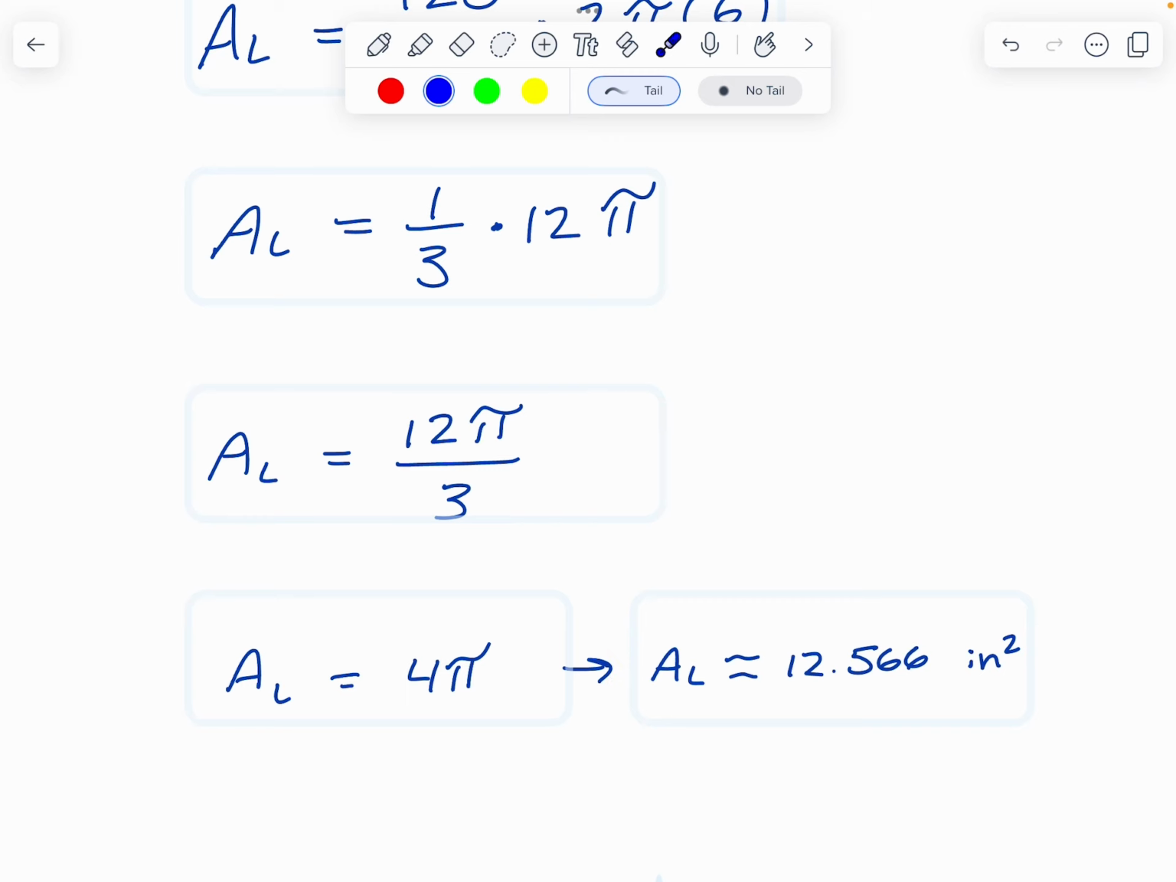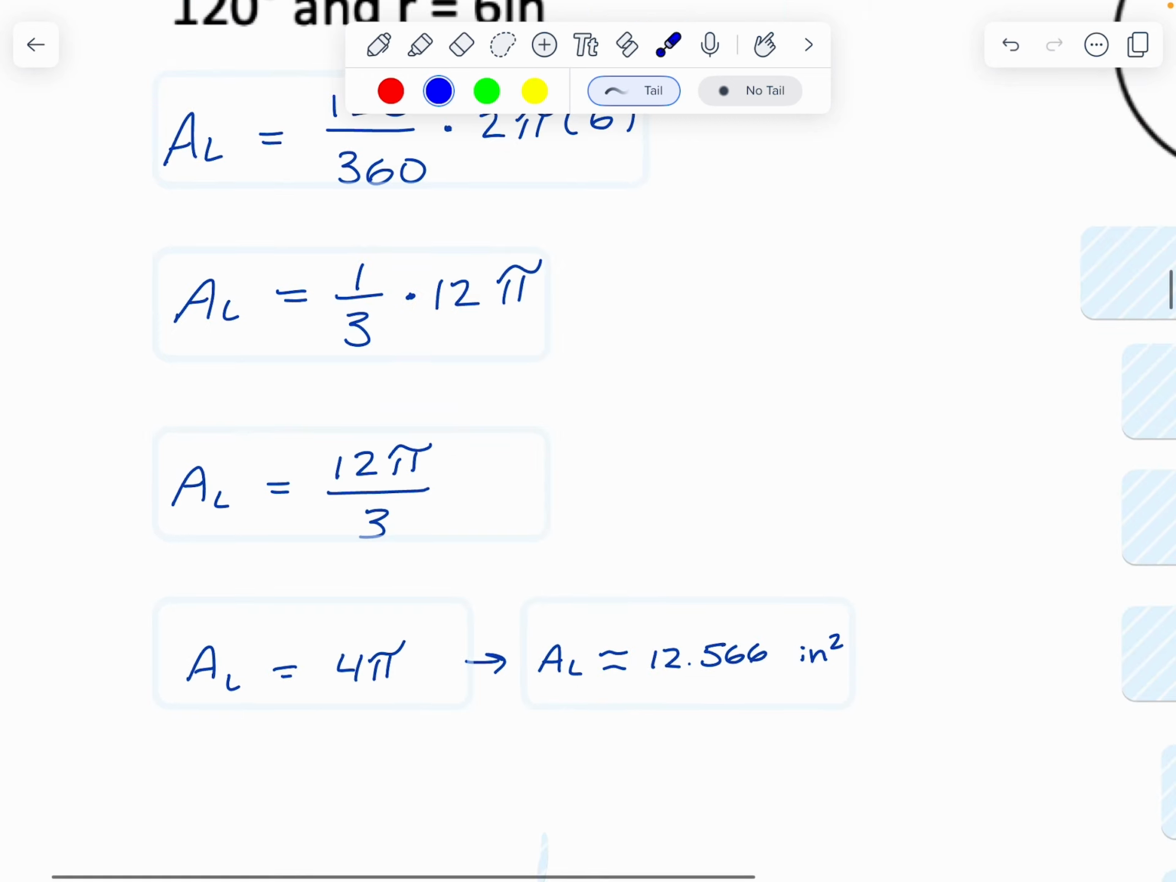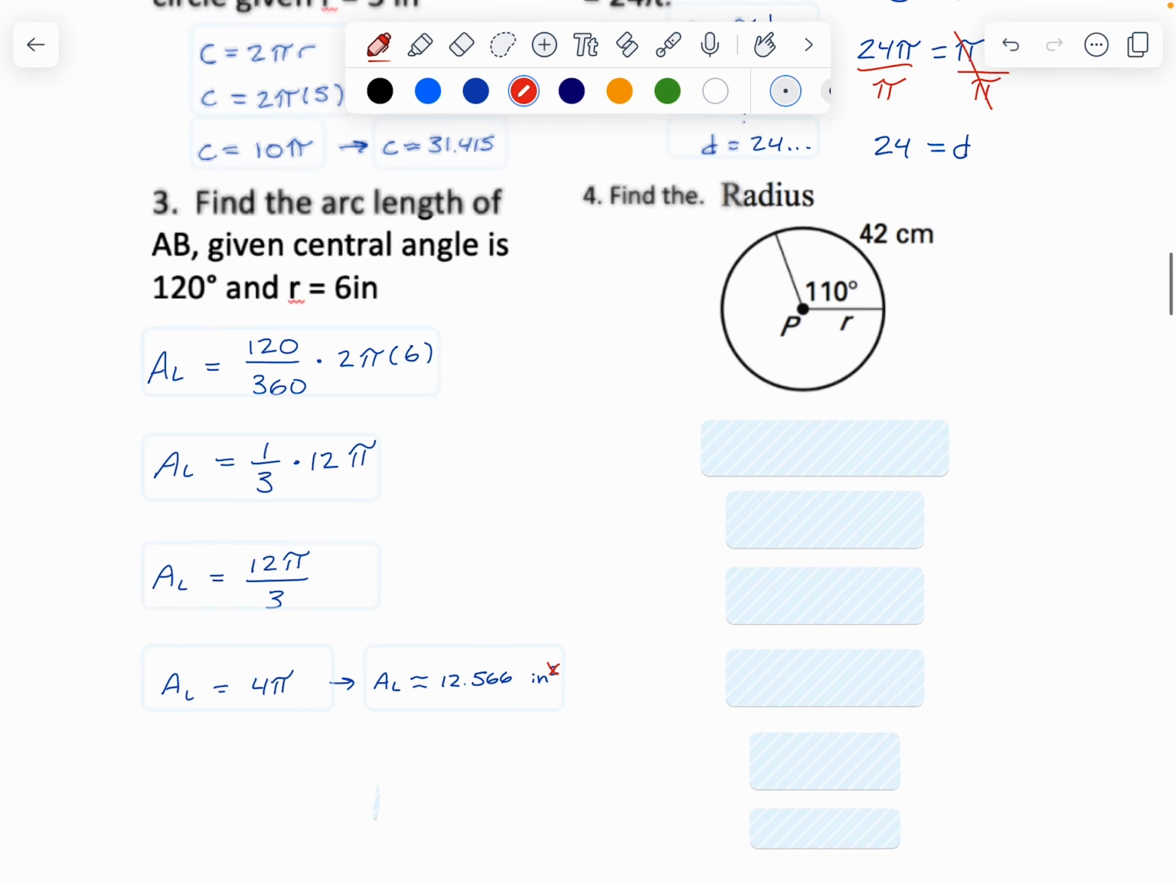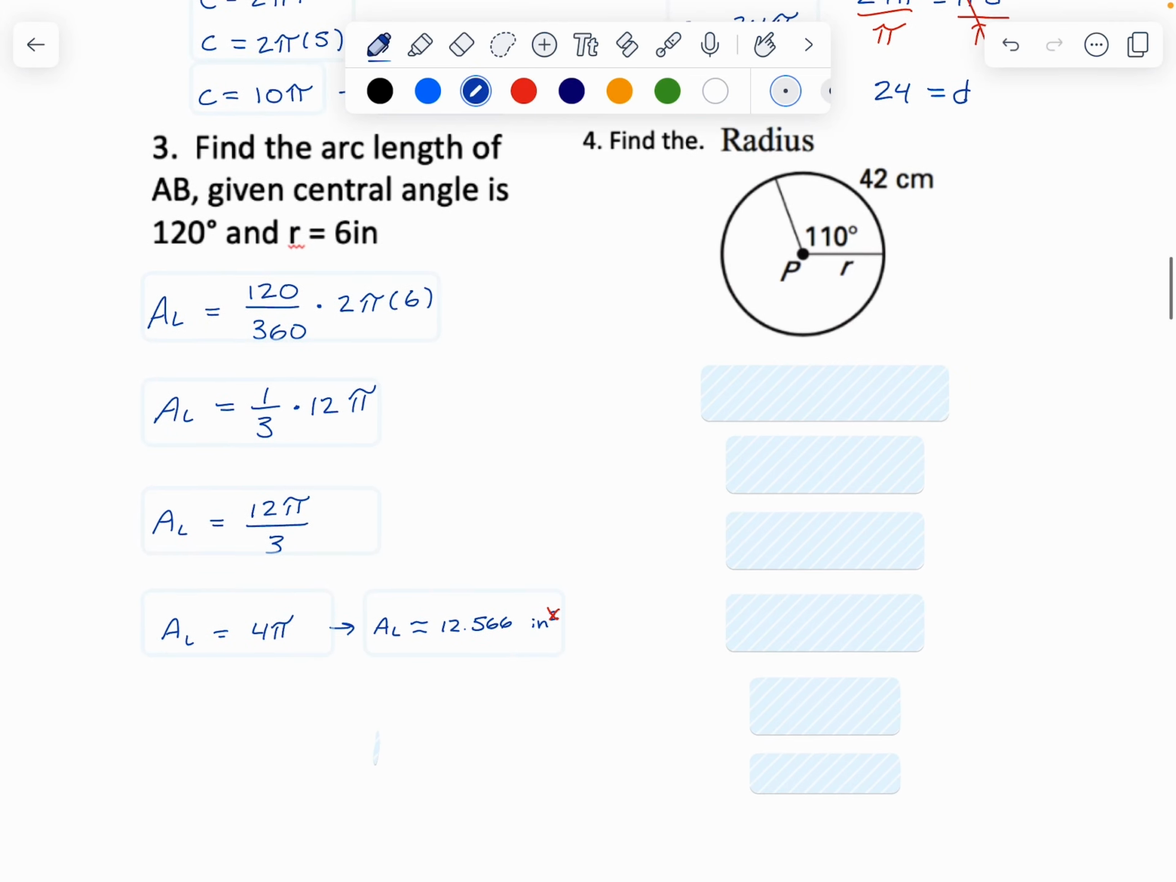4 times pi is 12.566 inches squared. I don't know why I'm putting inches squared. It should just be inches. So ignore that. Put a nice little X through that. Not inches squared, just inches. It's arc length. It's not an area of any sort.